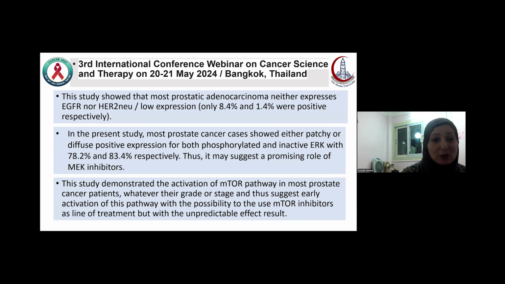However, this study suggests there is activation of the AKT-mTOR pathway and the RAS, RAF, MAP, ERK pathway, and so the patient may benefit from the new target therapy that can attack this pathway, the RAS, RAF, MAP, ERK, MEK inhibitor and ERK inhibitor pathway, and also the patient may benefit from mTOR inhibitors and AKT inhibitor as a target therapy.